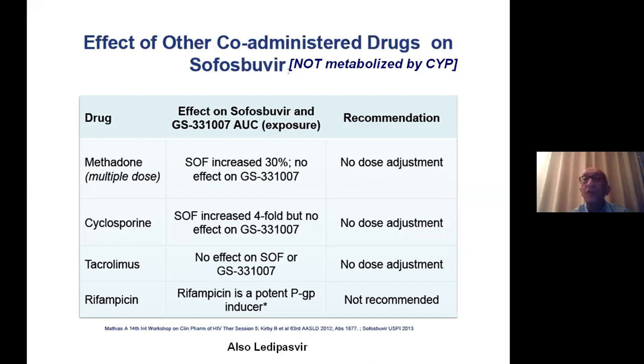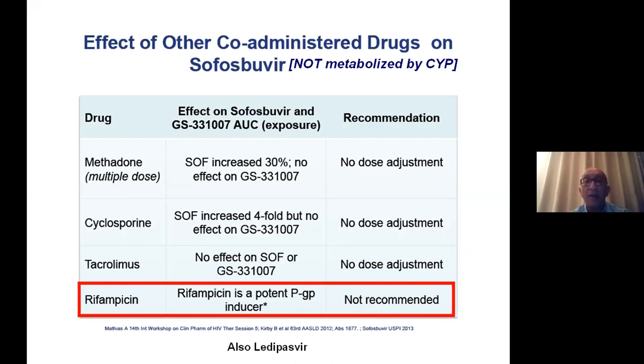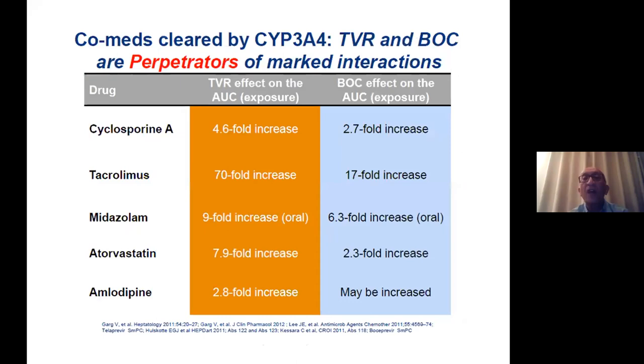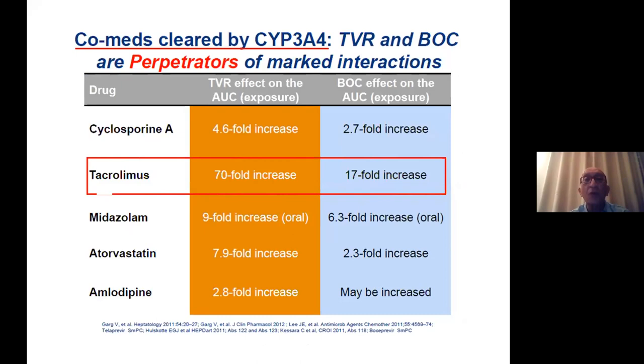And it's important to consider that with such regimens, a drug like rifampicin, which is a potent inducer of the glycoprotein, which induces the excretion and avoids the absorption, would definitely result in a much lower level of the drug and lesser absorption. So it is not recommended to be co-administered in patients who are receiving direct acting antiviral with cyclosporin, for example. Other drugs, for example tolvaptan and bosutinib, have a different effect on enhancing the absorption. For example, the tacrolimus level may be increased 70-fold with tolvaptan and 17-fold with bosutinib.